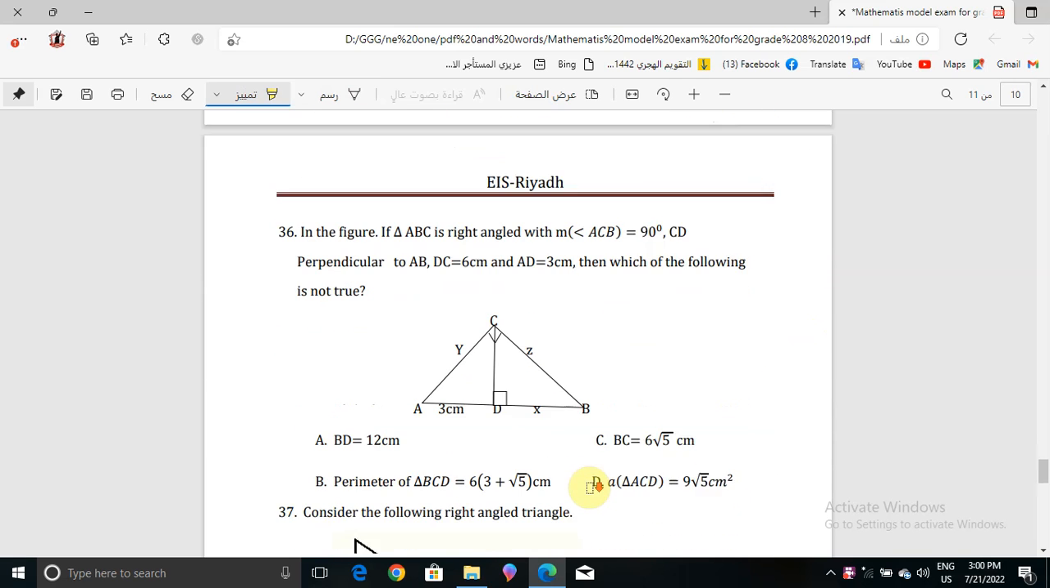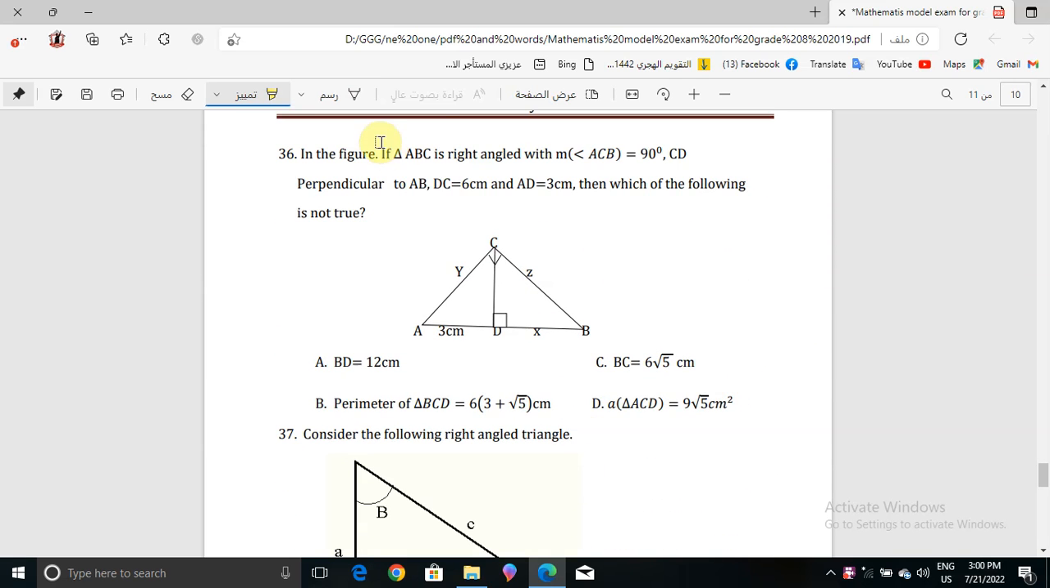Okay, now let's go for question number 36. What we have here in the figure: triangle ABC is right angled, with the measure of angle ACB equal to 90 degrees. Now CD is perpendicular to AB, DC is equal to 6 cm and AD is equal to 3 cm. Which of the following is not true? Actually, the one which is not true is BD. BD equal to 12 cm is not correct here. It will be 15, so 15 plus 3 will be 18. So BD is not correct.